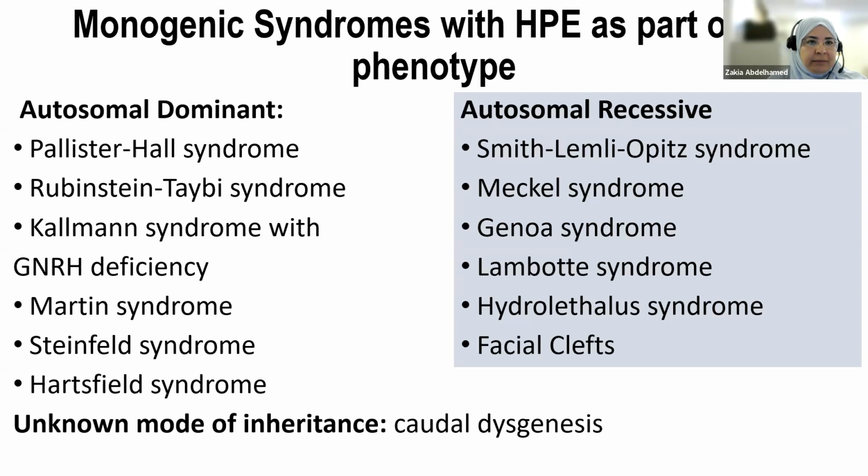This slide lists the monogenic syndromic conditions in which holoprosencephaly can be a phenotype, and I divided them according to the mode of inheritance. They can be autosomal dominant, as in these. All of these syndromes are autosomal dominant, and holoprosencephaly is a phenotype in all of them. For autosomal recessive, the most common are Smith-Lemli-Opitz syndrome and Meckel-Gruber syndrome. In caudal dysgenesis, holoprosencephaly has also been reported, but the mode of inheritance is still controversial.